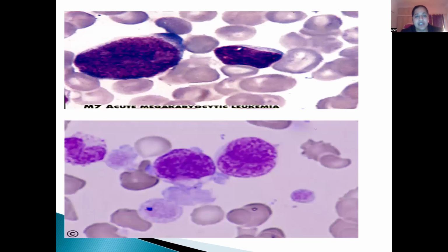As you can appreciate, these are megakaryocytes, which are enormously large in size. The chromatin is again clumped up, like somewhere it is clumped, somewhere it is opened up.